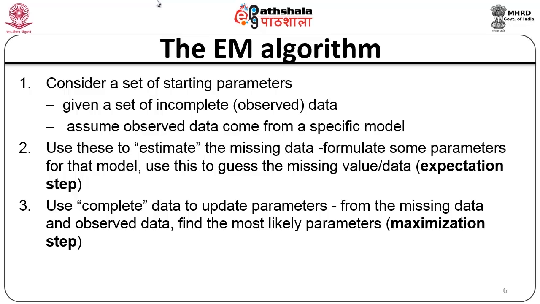So, that becomes complete data now. Those are the data values. From those data values, again find the most likely parameters for your model, which is the maximization step. The expectation step is to estimate the missing data given some parameters. Using that missing data, or the data you have derived, you again find out or re-estimate the parameters of the model. That is the maximization step.